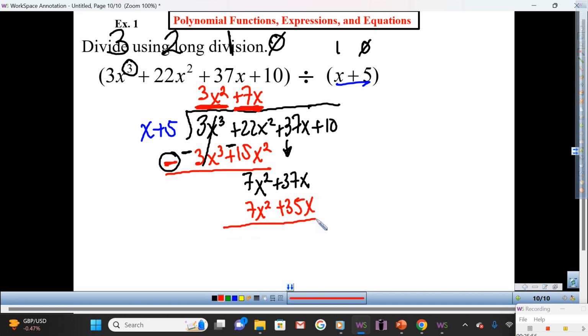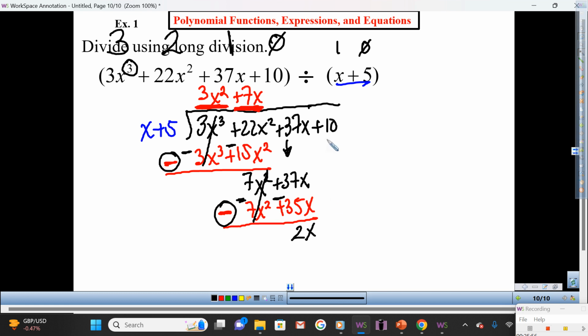Draw your line down across, put the subtraction sign here, and what do we do right after that? Circle it, distribute to both terms. That's why you circle it, to remember to distribute. Therefore, what is 7x squared minus 7x squared? Cancel. What is 37x minus 35? 2x.